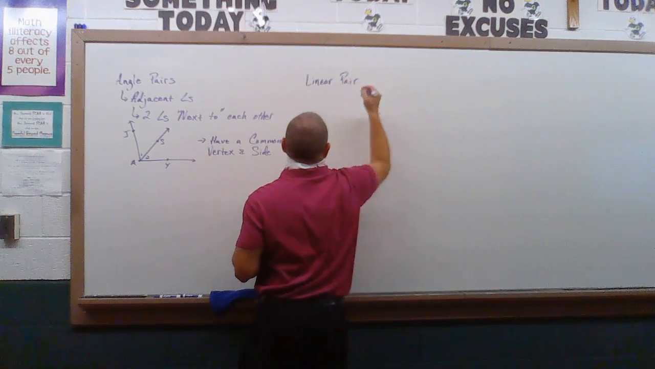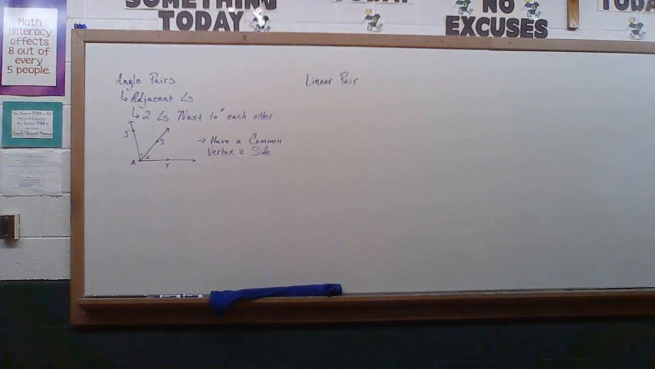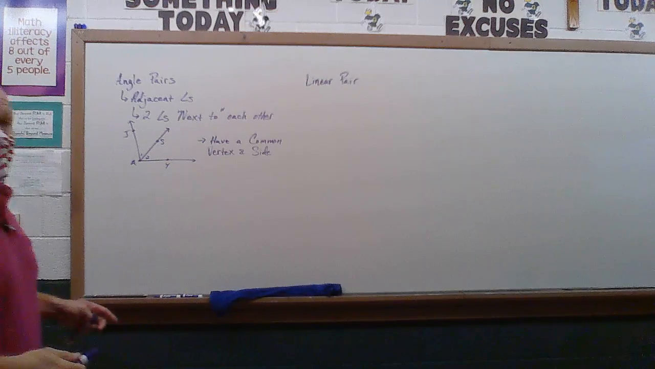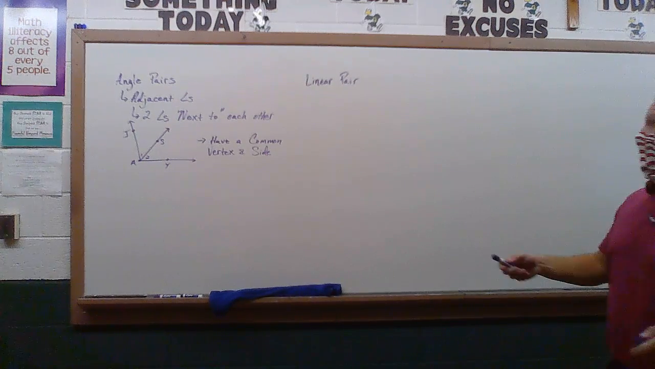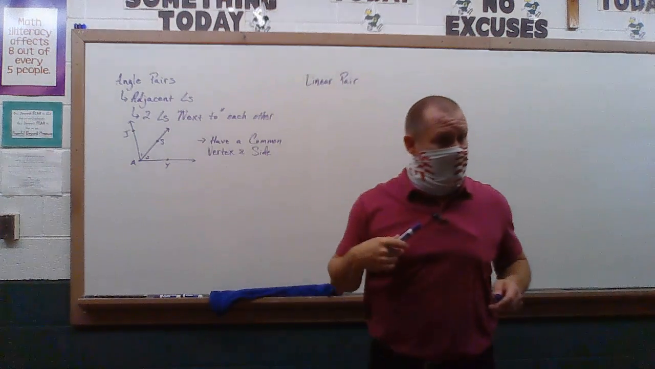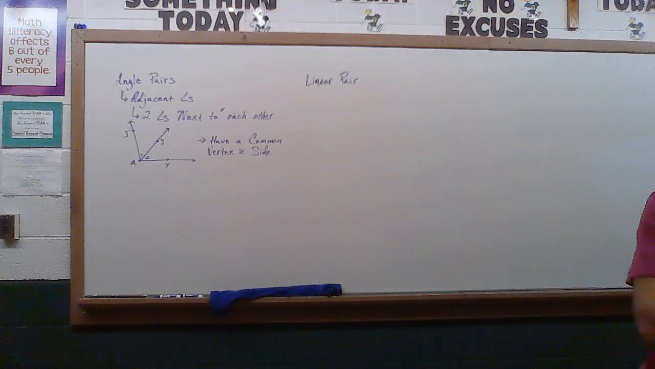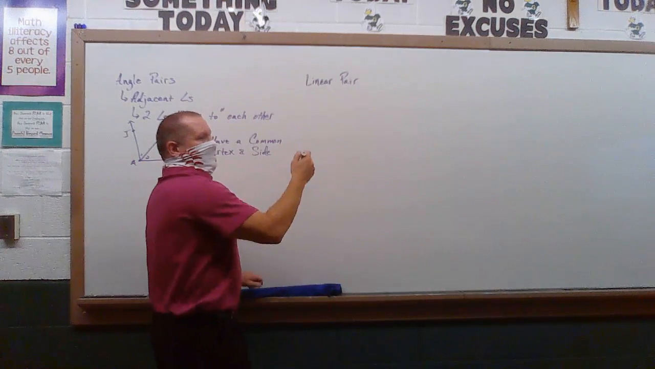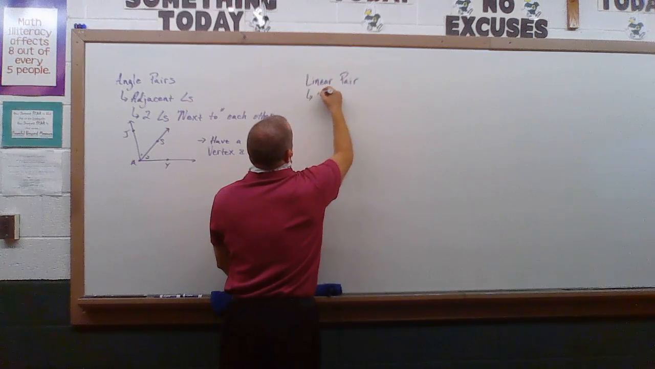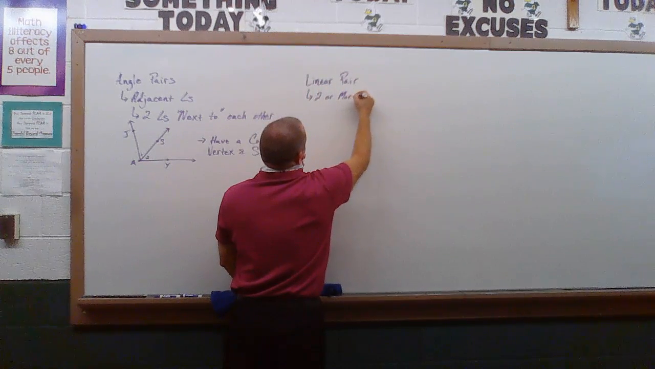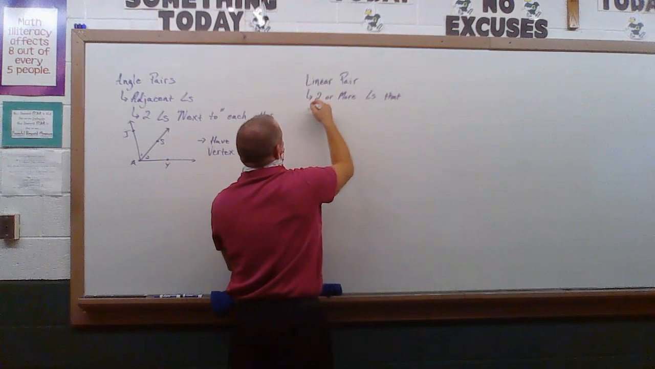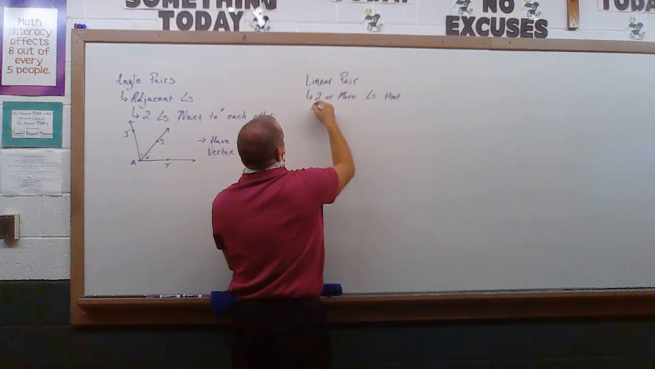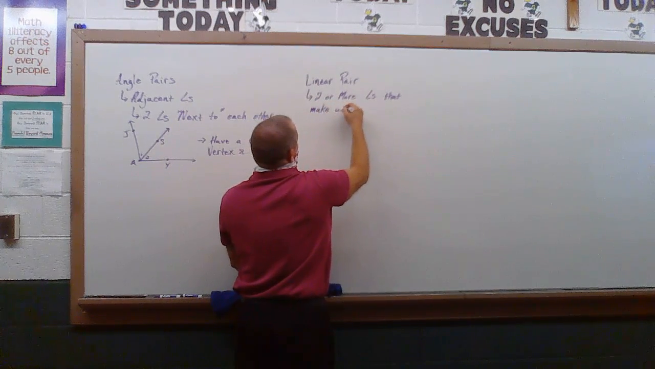Linear pair. So this would be one that most of the time we're going to do as just two angles, but the pair in this situation could be more than two. So you could have multiple, 4 or 5 or 6 of them. But if it's a linear pair, what do you think that means? What's linear mean? It's got to make a line, right? So we're going to say 2 or more angles that make up a line.